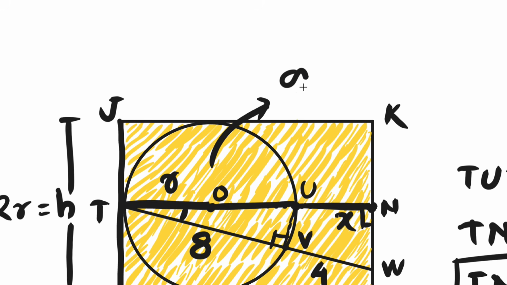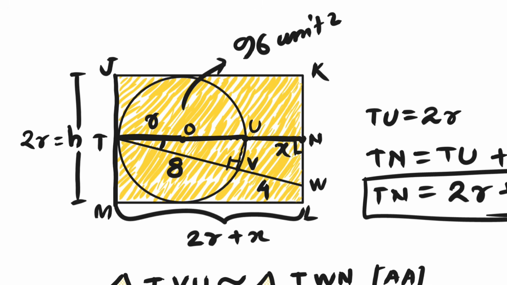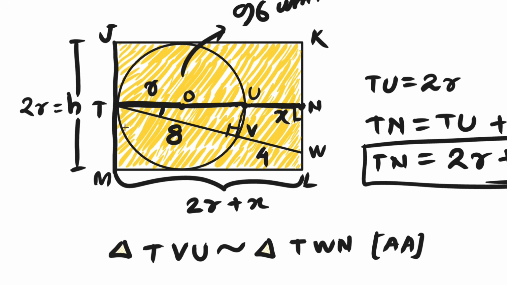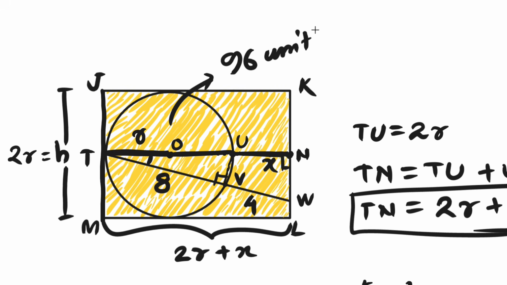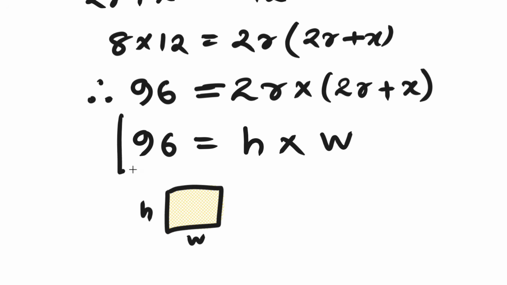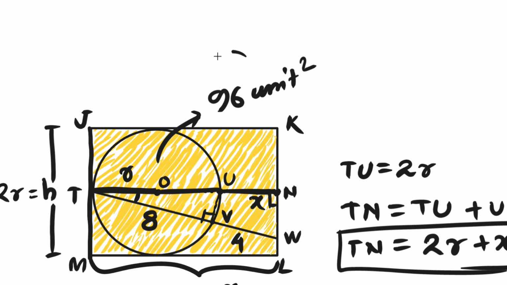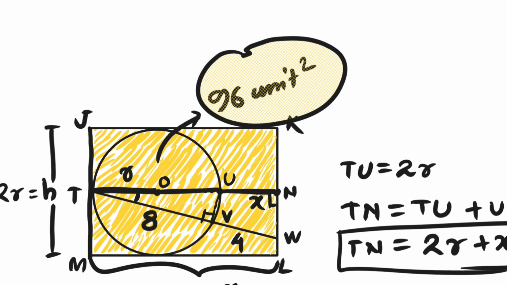Notice how we never actually needed to calculate the radius or the width separately. The similarity of the two triangles gave us the product of those two dimensions directly, which is exactly the area we were looking for. So, the final answer is 96 square units.